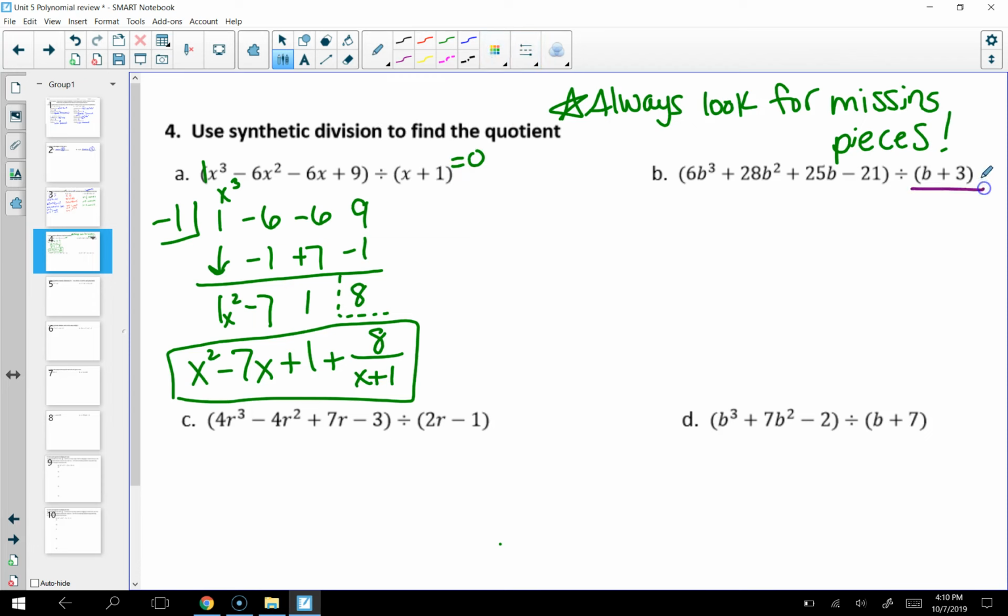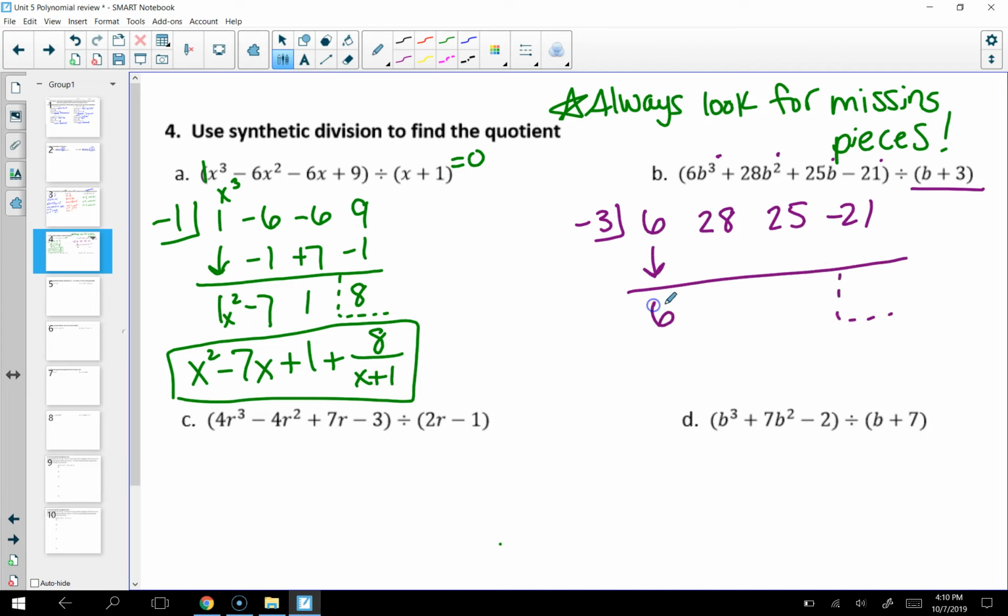Alright, so this piece I'm going to have negative 3 in my corner. Highest degree is 3, so 3, 2, 1, none. Alright, nothing's missing. So coefficients are going to drop. Drop the 6 down first. Alright, we're going to multiply. Negative 3 times 6 is going to give me negative 18. Subtract to give me 10. Multiply again, now I have negative 30. Subtract to get negative 5. Multiply to get positive 15. Looks like we're going to add to get negative 6.